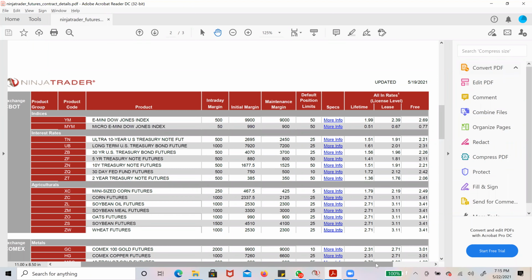But anytime you touch futures, it doesn't matter if you are doing it on NinjaTrader or on TD Ameritrade or any of the other platforms, they have their own fixed charges, which you have to pay no matter what.